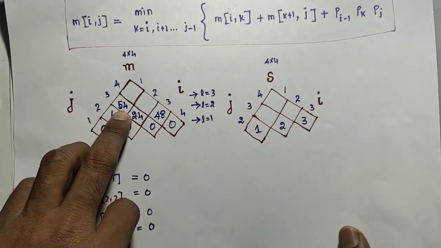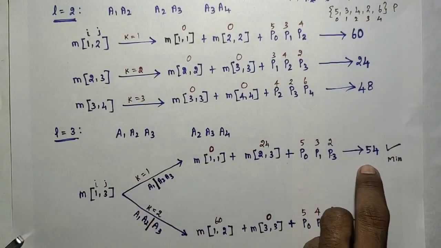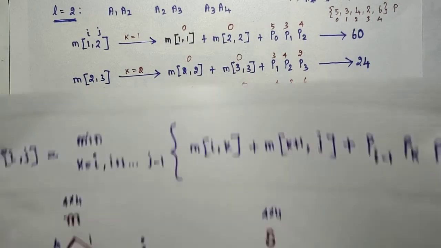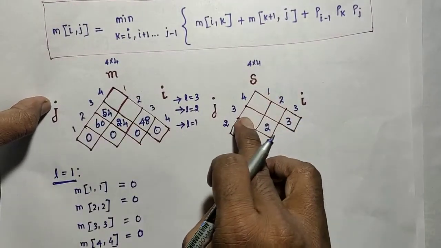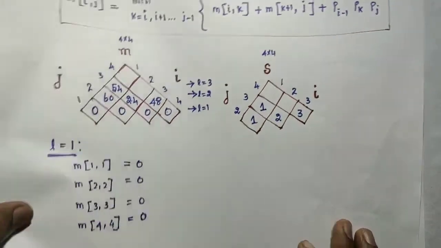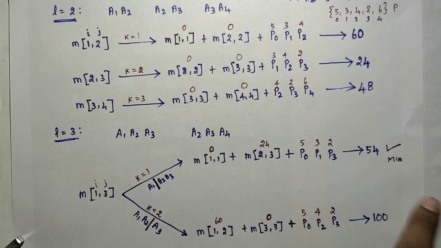So at which split position k are we getting that minimum? The split position k equal to 1. That has to be filled in the corresponding s. S of 1 comma 3 will be filled with 1, the k. The split position is k, and that is filled there.